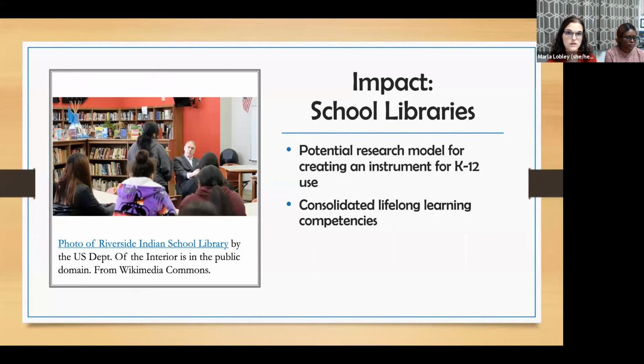We are also doing a literature review on lifelong learning competencies and really trying to consolidate the existing literature and see what lifelong learning competencies look like from multiple viewpoints. So we will be sharing what we have found so far in a few moments.